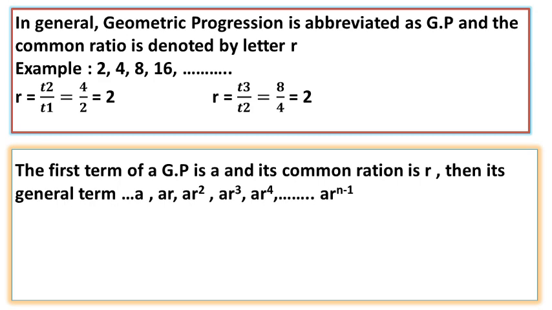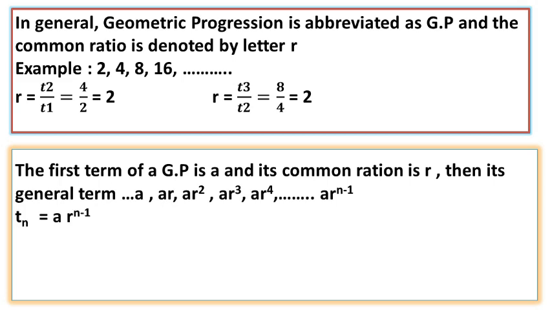The general term of a GP is represented as A, AR, AR square, AR cube, AR to the power of 4, and the last term is AR to the power n minus 1. Here A is the first term, R is the common ratio, which is calculated by using the formula T2 by T1 or T4 by T3.